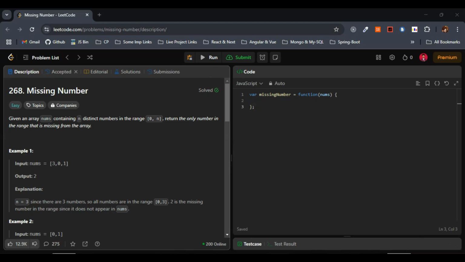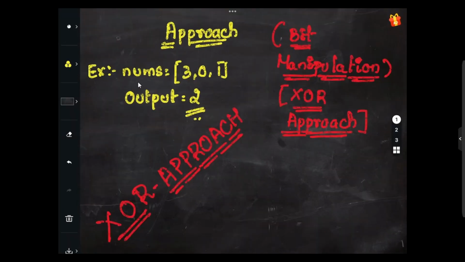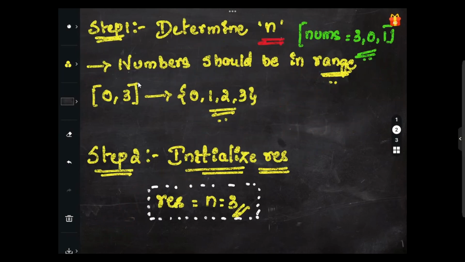First, let's discuss the approach. Here I have considered the same first example that they have given in the question, so that it will be easier to understand. And we are going with the bit manipulation approach, or the XOR approach, in short. So just keep this in mind. Let's discuss the approach step by step.